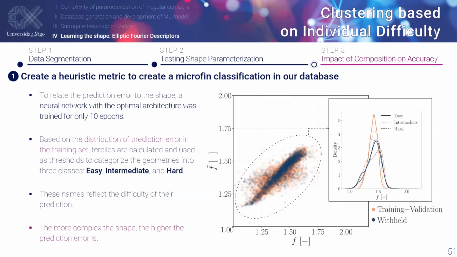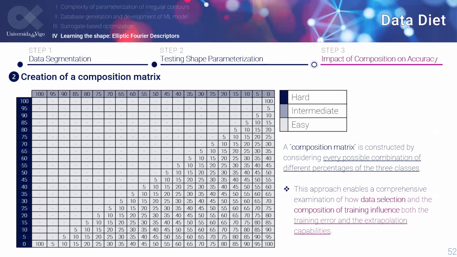And we constructed what we call this composition matrix. So we did all of the combinations possible, basically, of different percentages of easy, intermediate, and hard fins. And we did that to evaluate the relative error for training and withheld datasets of these models, to evaluate if the percentage of any of these classes had an effect on the error of the model.